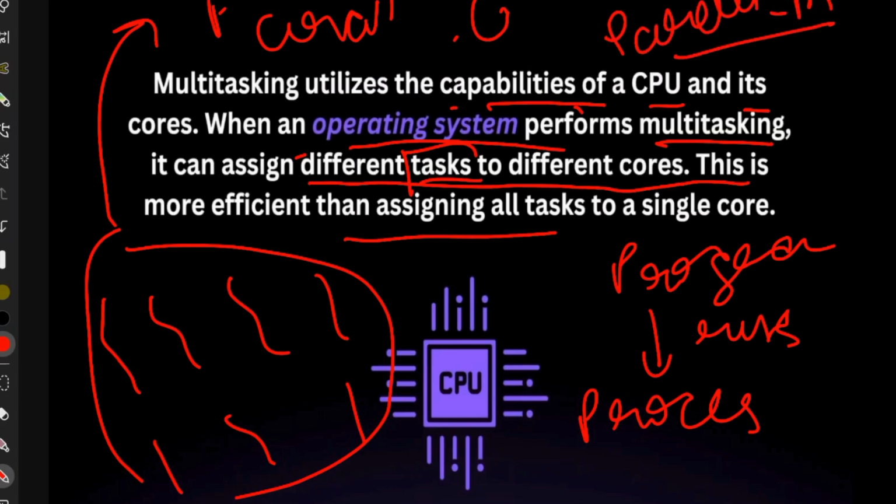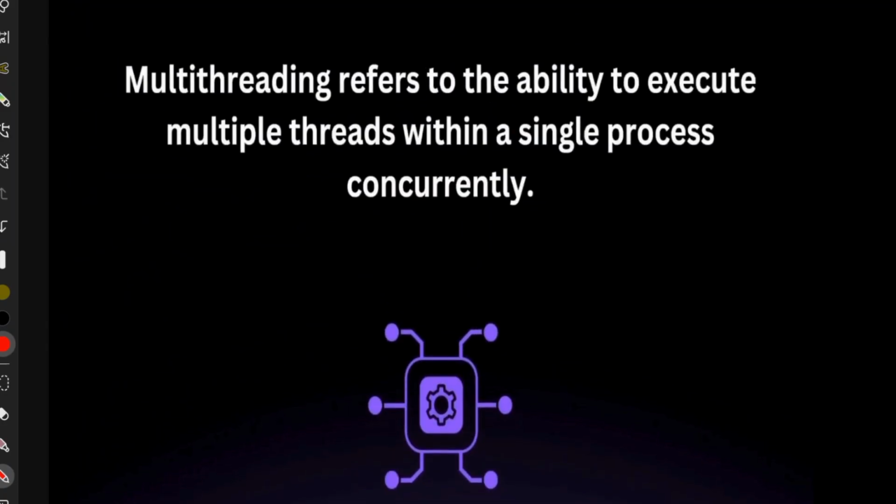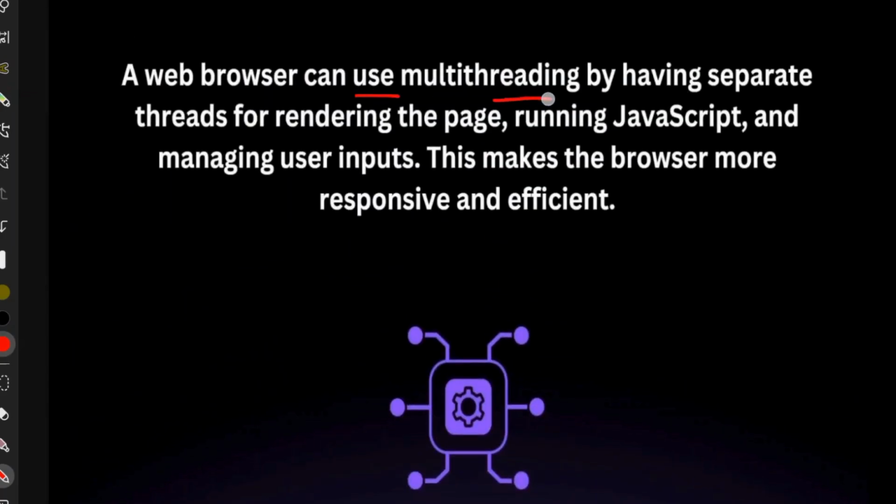Moving on to our important concept, multi-threading. We know the basics of what is multitasking, what is a CPU, what's a process, what's a task, what's a program. Now let's understand multi-threading. Multi-threading refers to the ability to execute multiple threads within a single process concurrently. Multiple threads running together in a single process concurrently. A web browser can use multi-threading by having separate threads for rendering the pages, running JavaScript, managing user inputs. This makes the browser more responsive and efficient.